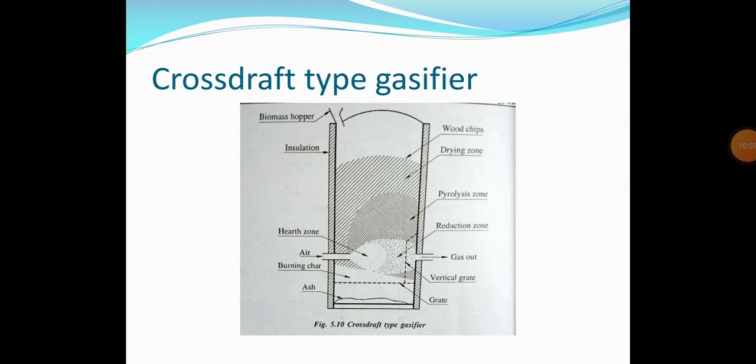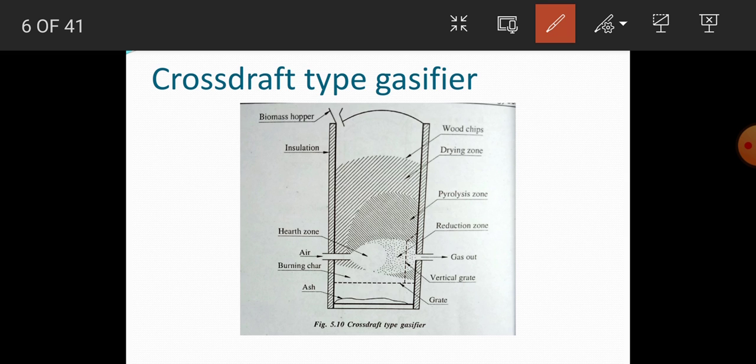cross draft gasifier. So an arrangement is shown in the diagram. Here air enters the cross draft gasifier through a water cooled nozzle mounted on one side of the firebox. The gas is produced in the horizontal zone in front of the nozzle and passes through the vertical grate into the hot gas pot on the opposite side.